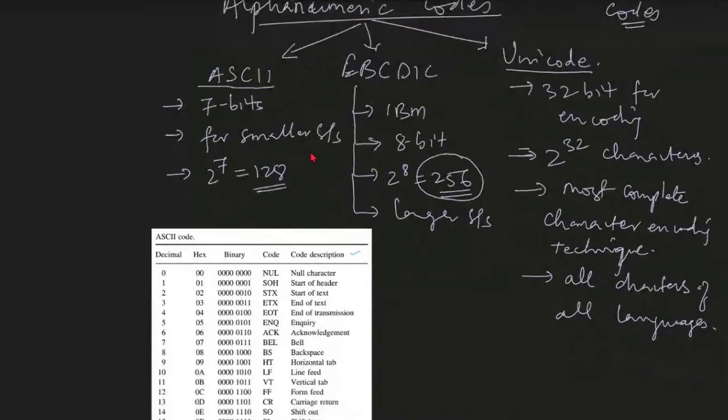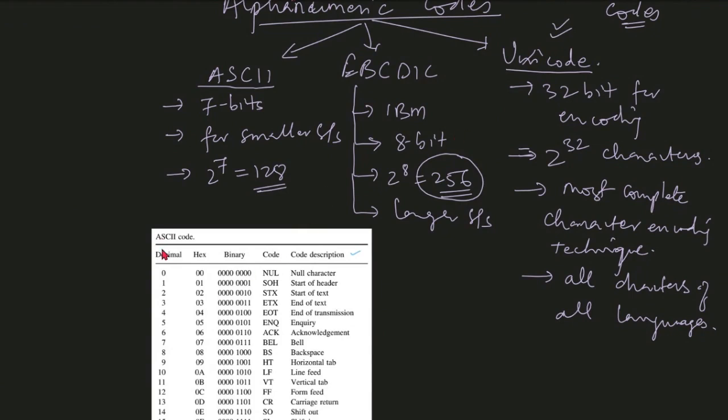So based on that, Unicode is considered to be the most complete character encoding technique because it supports all possible characters of all possible languages. So nowadays, Unicode is most frequently used for different applications.